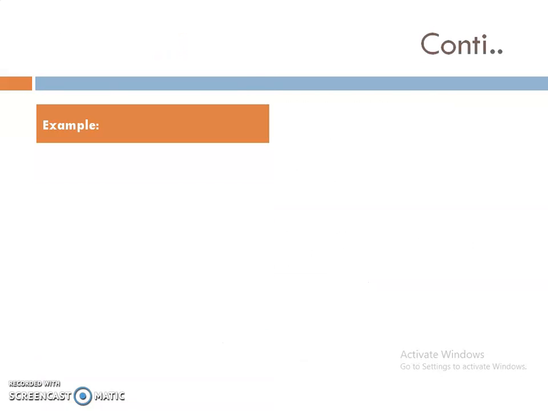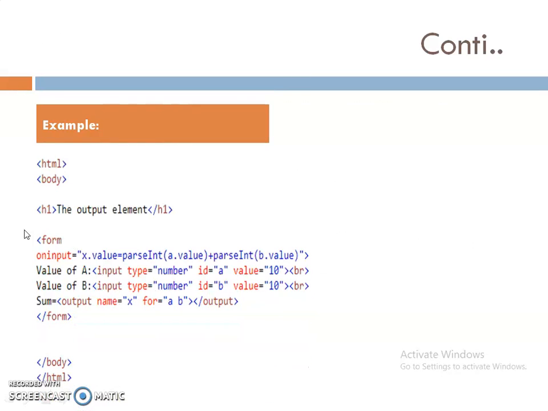The name attribute specifies the name of the output element. For example, here one HTML page is there. In the body section, we are applying a heading, the output element. We are starting with the form tag. Here I'm using the oninput event, in which I'm performing addition of two numbers, value A and B. I'm performing addition of A and B, and it will be stored in X.